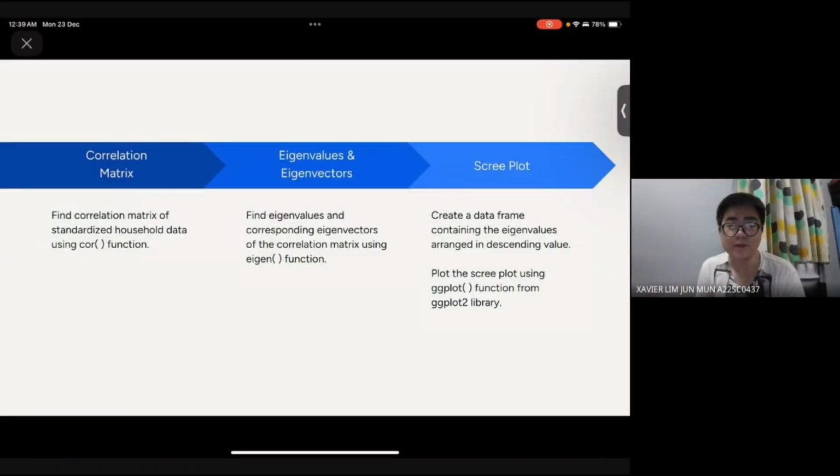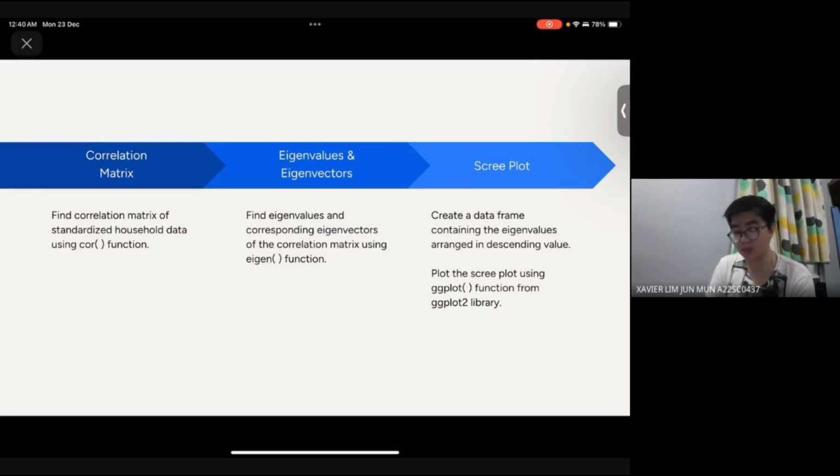Hi everyone, I'm Xavier, and I will be continuing on explaining the overall procedure of what we have done after standardizing the household data. Since we have chosen to standardize the data, we will proceed with finding the correlation matrix instead of the covariance matrix using the cor function. After that, we find the eigenvalues and corresponding eigenvectors of the correlation matrix we constructed earlier using the eigen function. For the obtained eigenvalues, we assign them into a data frame arranged in descending order. This is important for the step later, which is forming the scree plot.